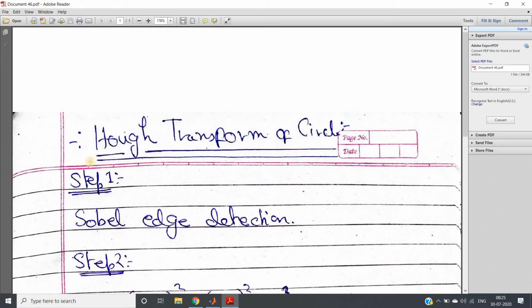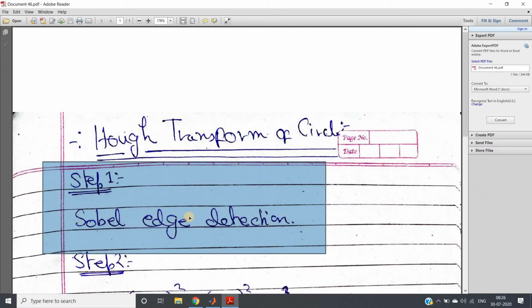So what is step 1 of the Hough transform? Obviously, first edge detection, which may use the Sobel method, the Canny method, or the Prewitt method, it does not matter. But edge detection must be done first, because the Hough transform connects all the discontinuous edges. That is the main idea. I have already discussed this in detail while discussing finding straight lines present in an image.